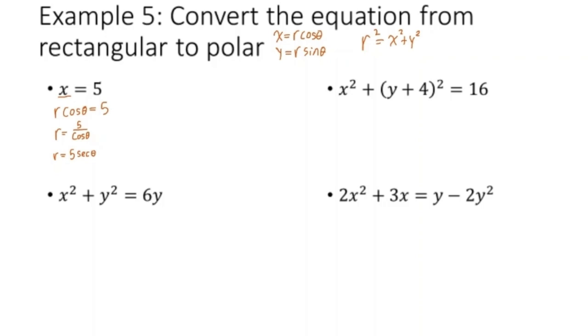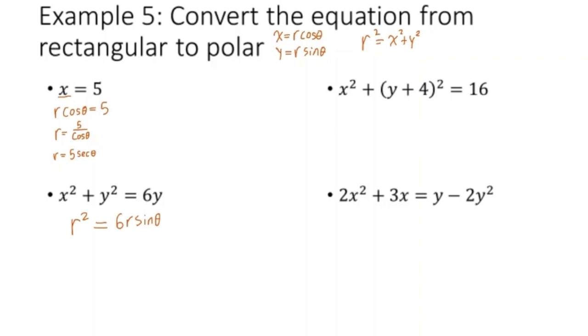Next, x squared plus y squared equals 6y. Now, I could replace the x and the y on the left-hand side with the r cosine theta and the r sine theta. However, there's a quicker way to rewrite that left-hand side. From our formulas, we know that x squared plus y squared is r squared. Our right-hand side will replace the y with the r sine theta, and we have that r squared equals 6r sine theta.